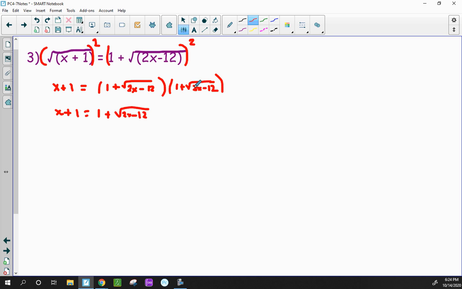On the inside, it's 1 times the same amount, same radical. And then in last, you're going to multiply this radical times this radical. And notice the radicands are the same. So it's the same thing as saying the square root of this squared. And so in that case, the radicand is going to be left.